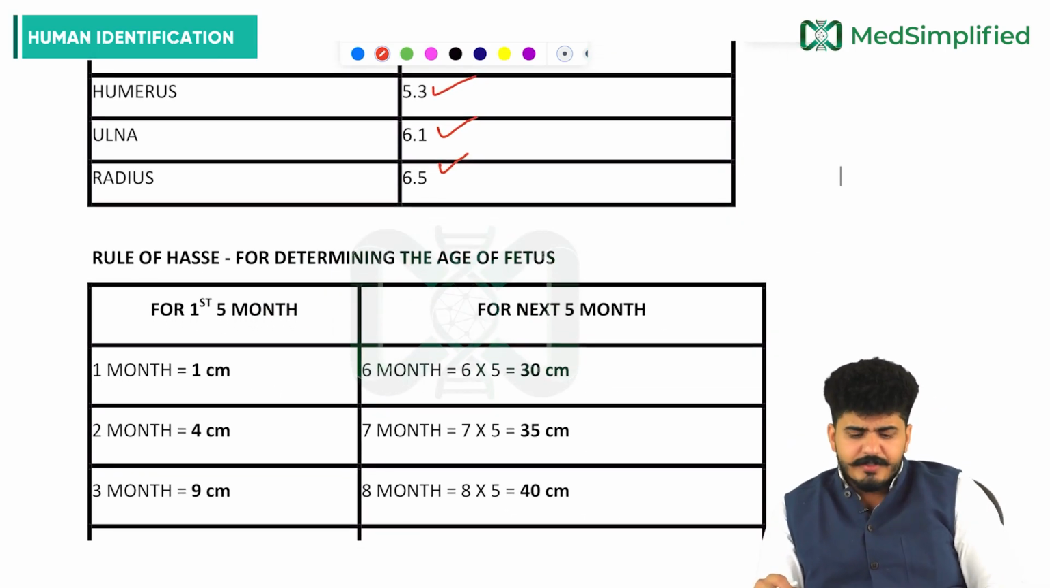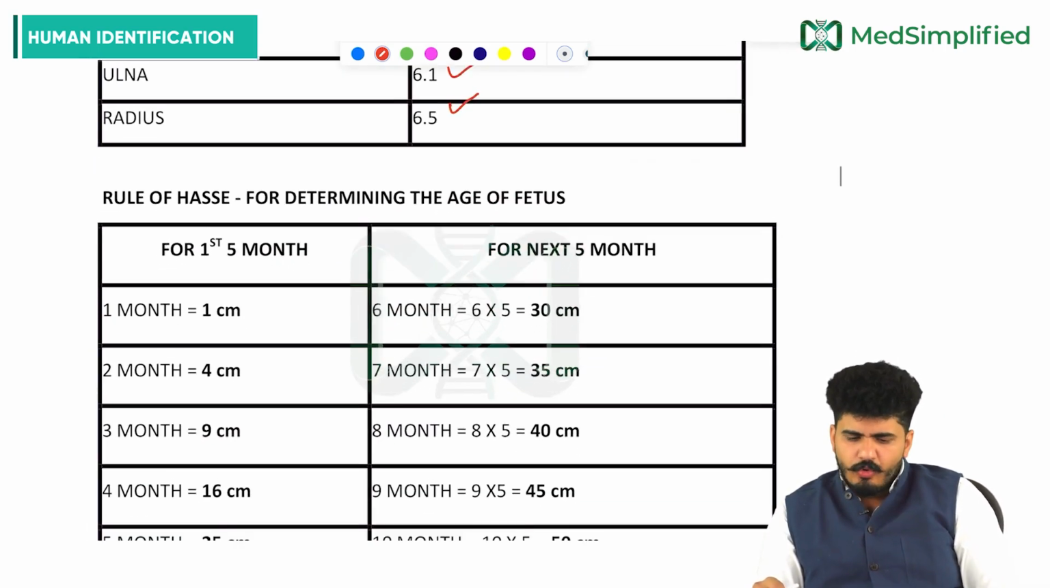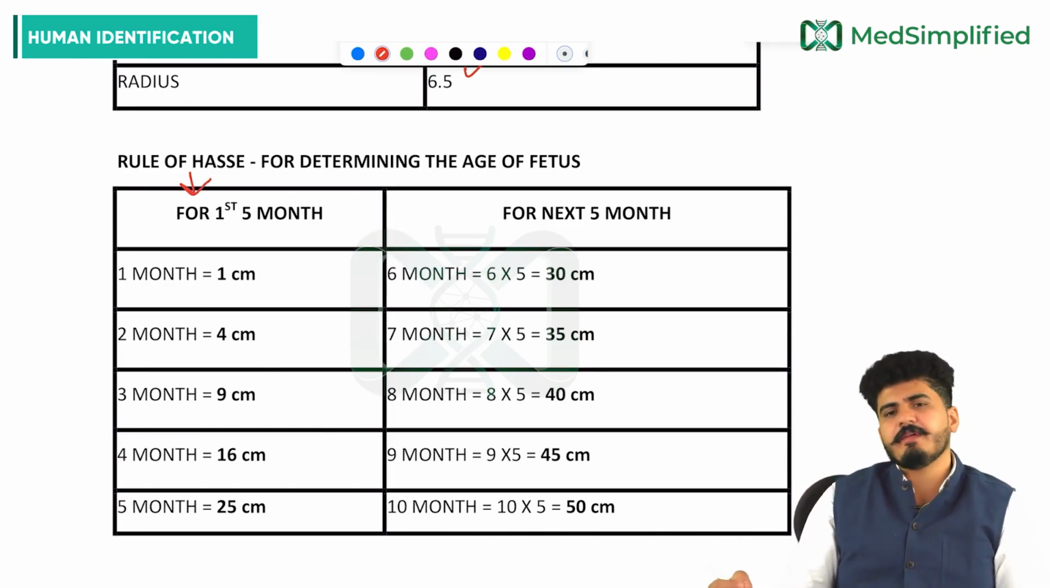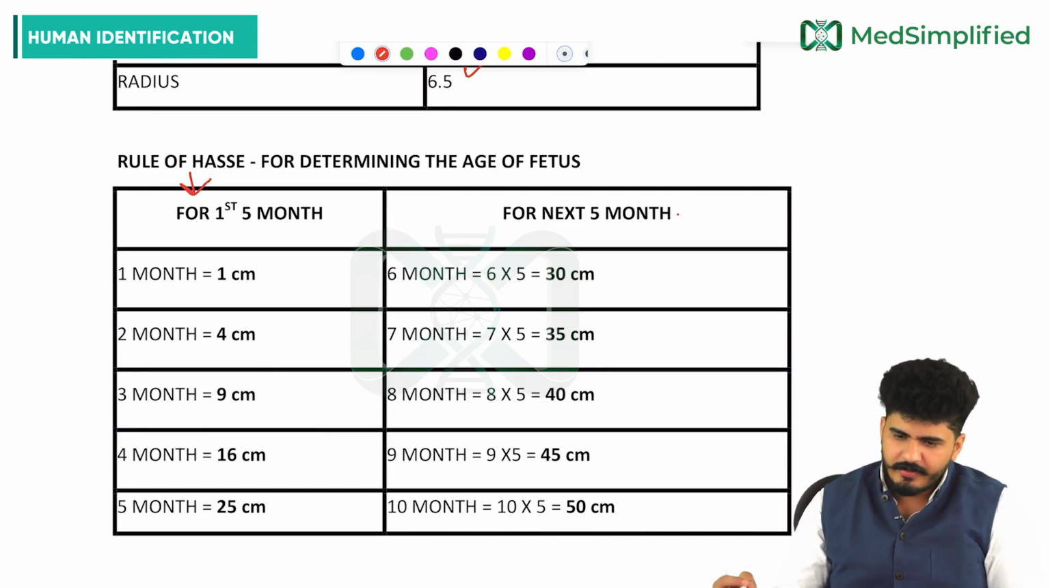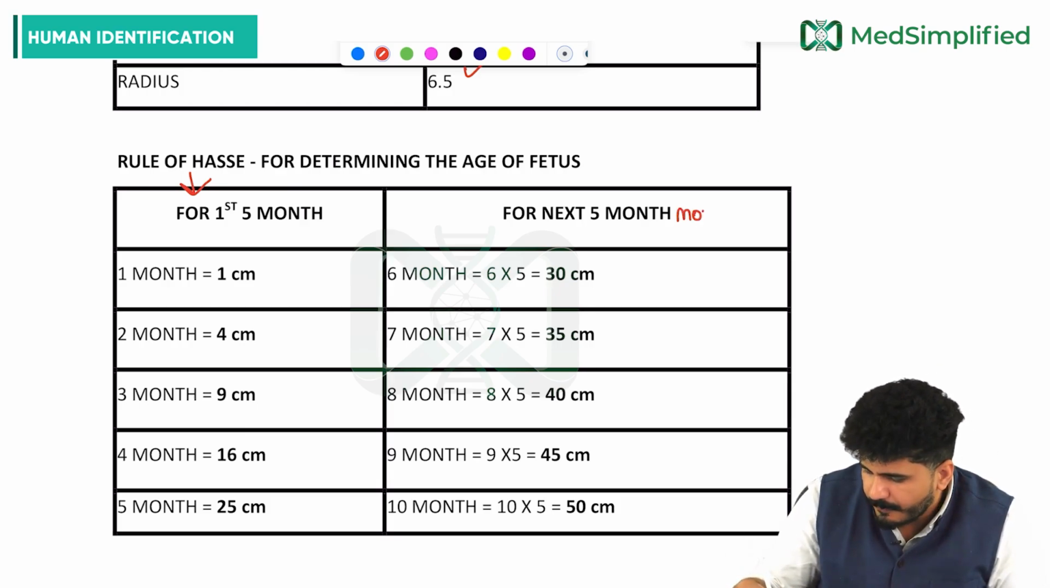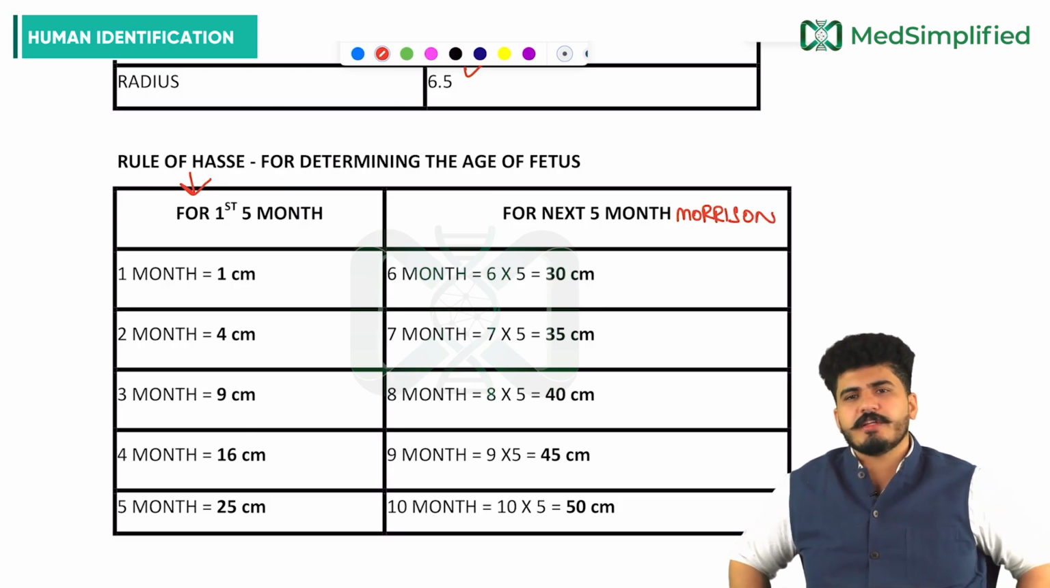Now we see the rule of Hasse. Rule of Hasse is this. For the first 5 months we follow the rule of Hasse. For the next 5 months we follow the rule of Morrison. What is this rule of Hasse and rule of Morrison?